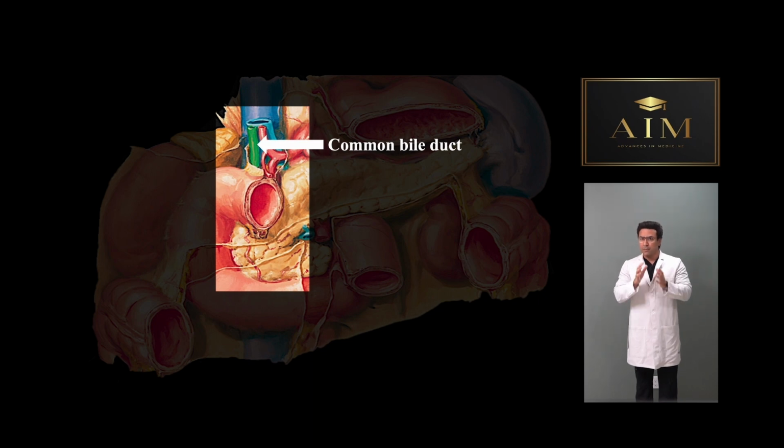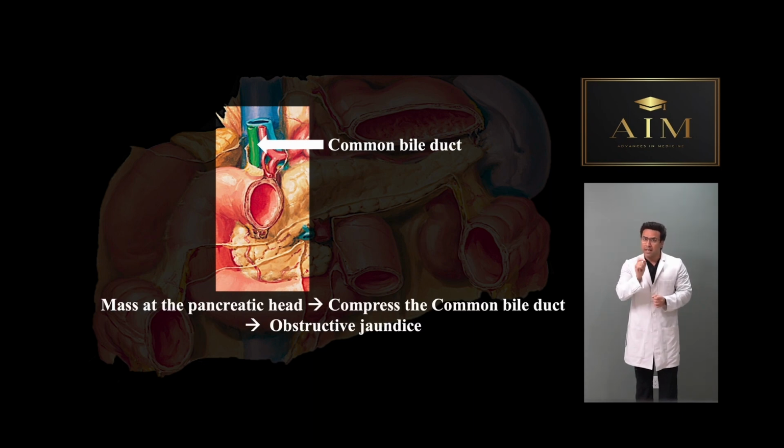These two structures form an ampulla that opens at the papilla on the medial wall of the second part of the duodenum. That's why a mass at the pancreatic head will compress the common bile duct early in the disease process, with obstructive jaundice as one of the symptoms.